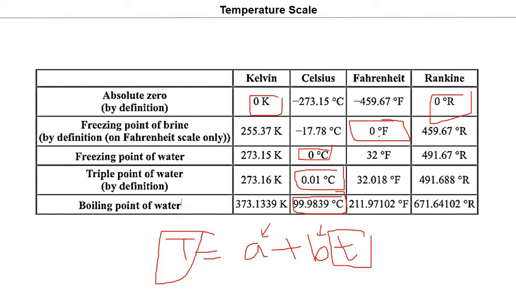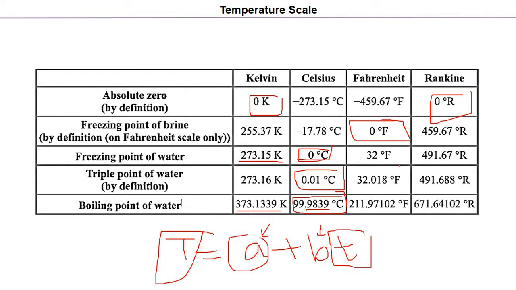For example, if you remember that at 0 degree Fahrenheit the Kelvin is 255.37, and at 32 degree Fahrenheit the Kelvin is 273.15, then by using these 2 points you can get the Fahrenheit to Kelvin conversion formula. Similarly, for degree centigrade also, if you know that at 0 degree centigrade the temperature is 273.15 Kelvin, and at 99.98 it is 373.13, then by using these two points you can find the A and B values, and you can make a formula for conversion of Celsius to Kelvin.